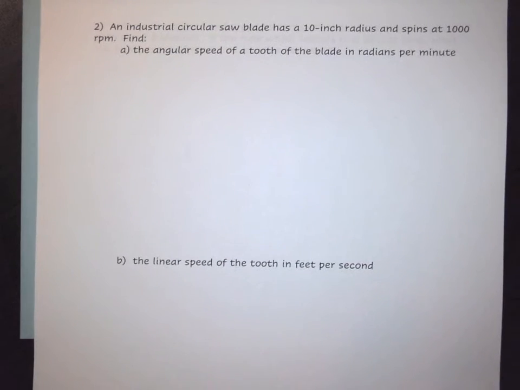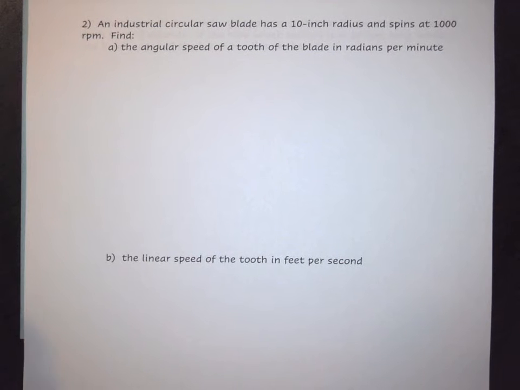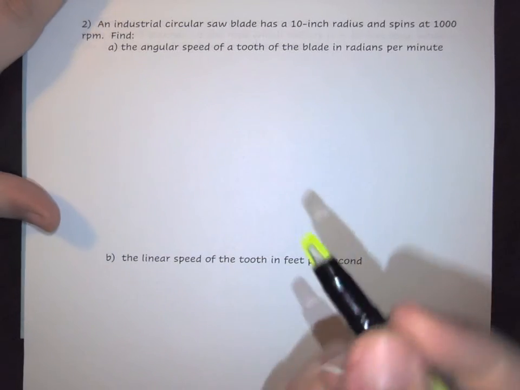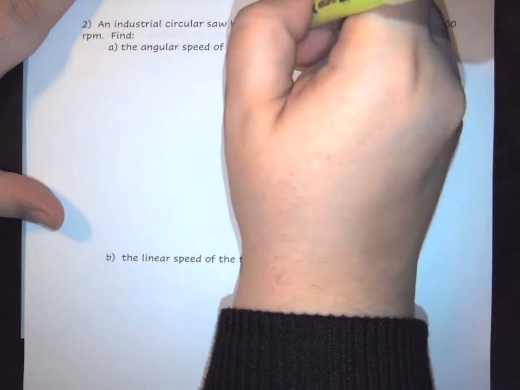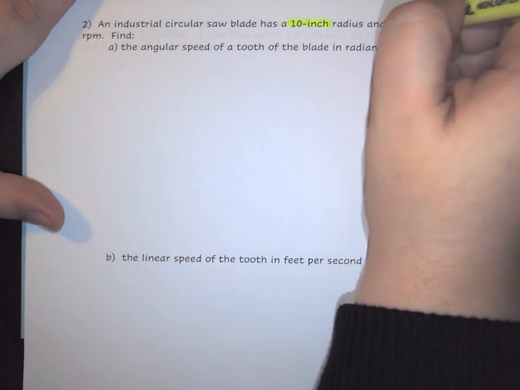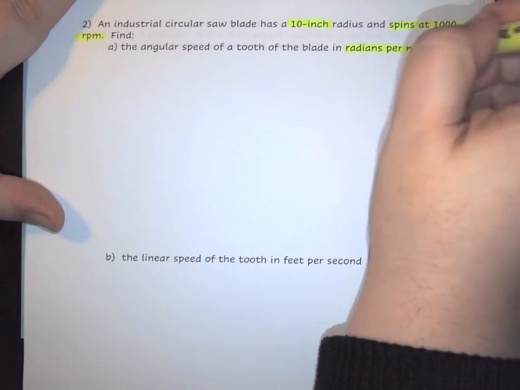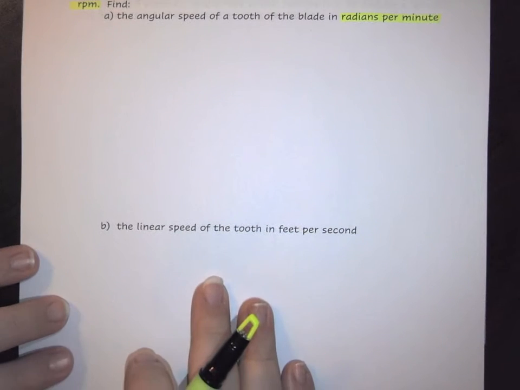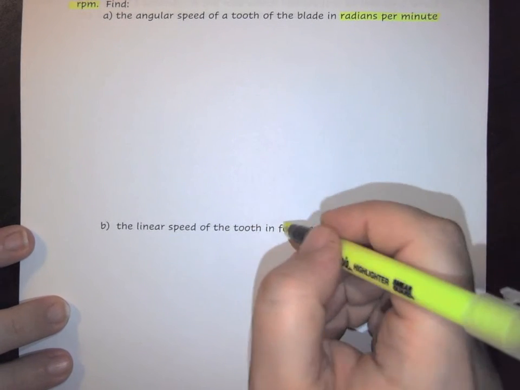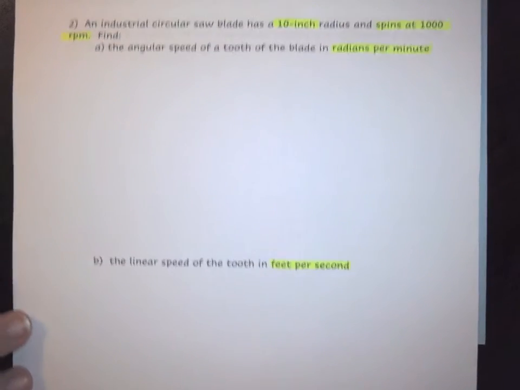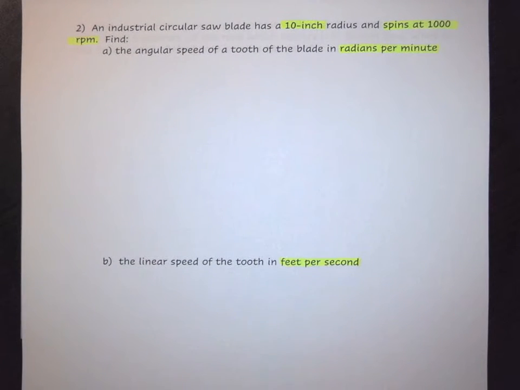Alright, let's look at another one. Here we have an industrial circular saw blade that has a 10-inch radius and spins at 1,000 RPM. The first part wants you to find the angular speed of a tooth in radians per minute. In the second part, we want to find the linear speed in feet per second. So there are 2 different things that we're looking for.